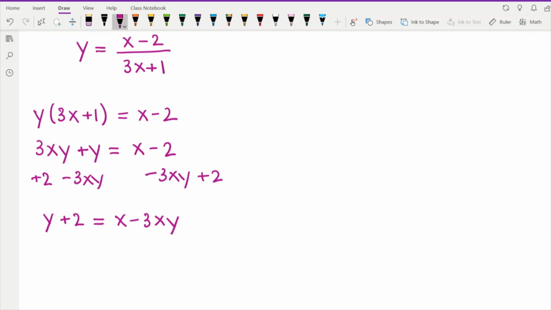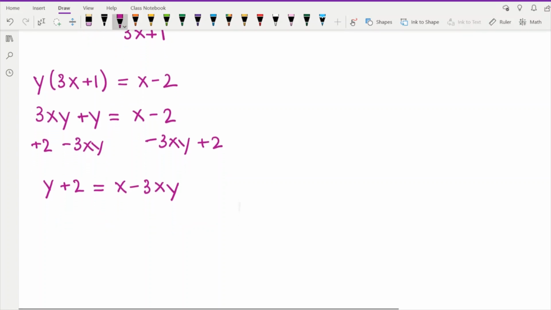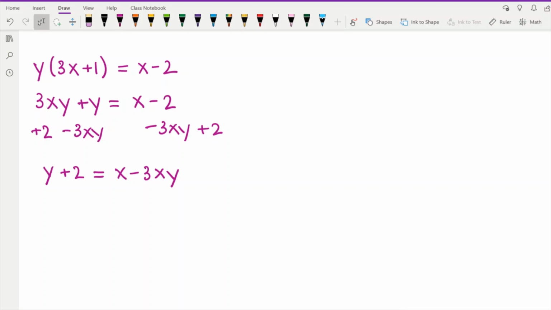Again, the important thing is that anything that has an x in it needs to be on the same side, and we'll see why in a moment. Anything that does not have an x in it should be on the other side. You might be a little confused because this one has an x and a y. As long as it has an x in it, it goes on the side with the x's. Everything with an x in it goes on one side, everything with no x in it goes on the other side.